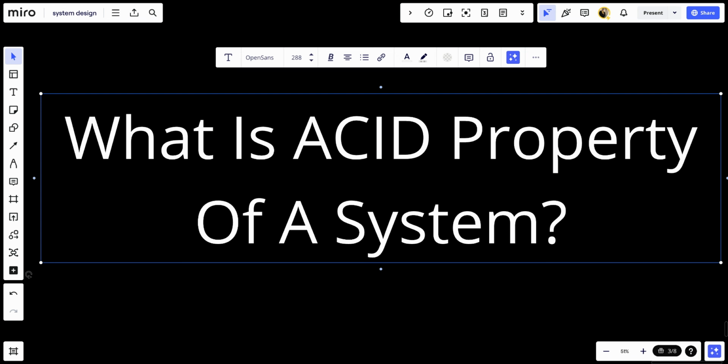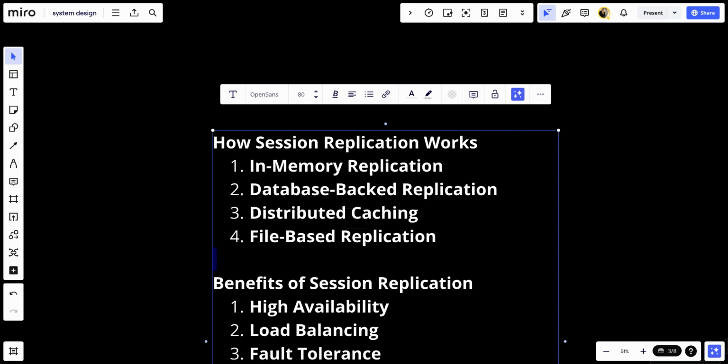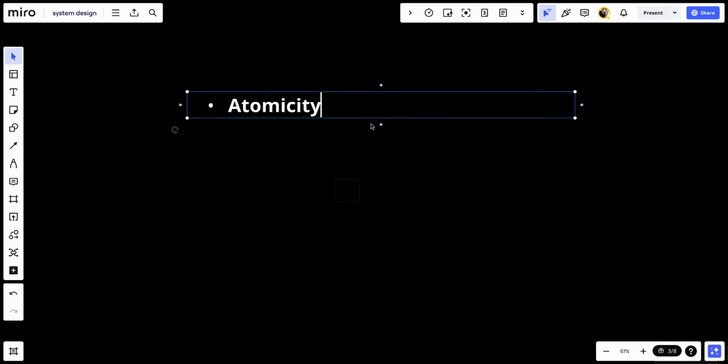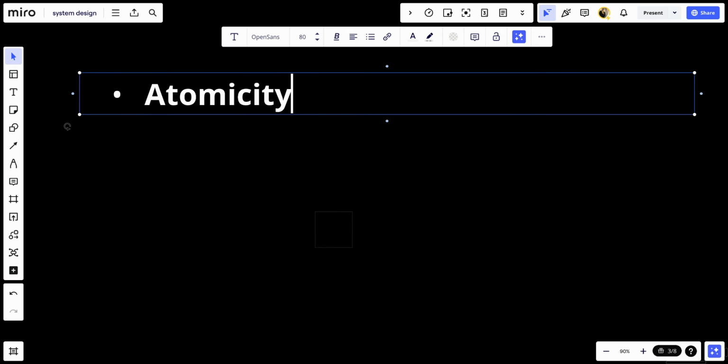Let's talk about a detailed explanation of each property. First, let's start with the A. So we start with atomicity. Atomicity ensures that a transaction is treated as a single, indivisible unit of work. This means that either all operations within a transaction are executed successfully or none of them at all. If any part of the transaction fails, the entire transaction is rolled back and the database remains in its original state. So let's take an example for that.